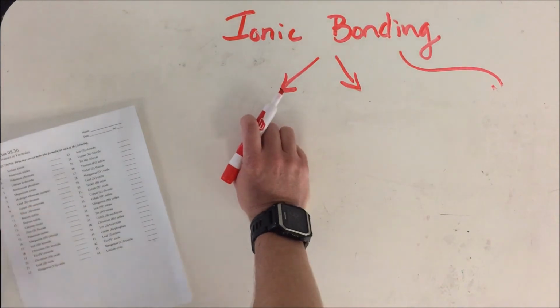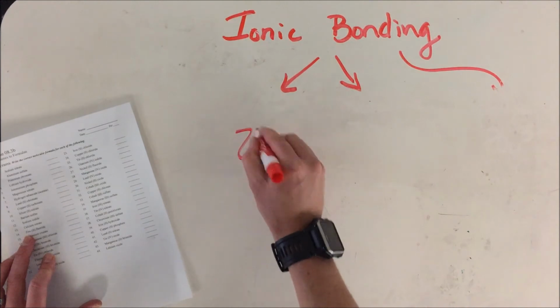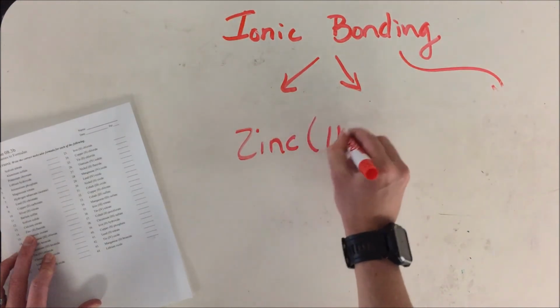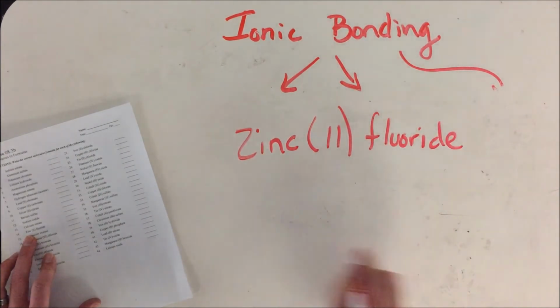Never mind. Number 8 is a polyatomic ion. And I'm looking at number 14. Zinc (II) fluoride. Zinc I know is Zn.